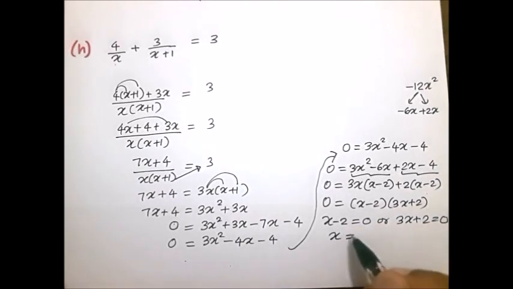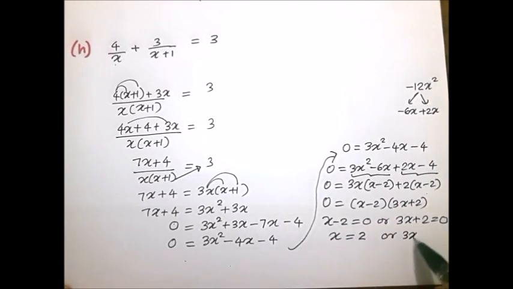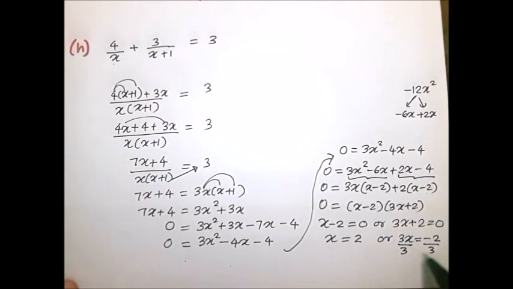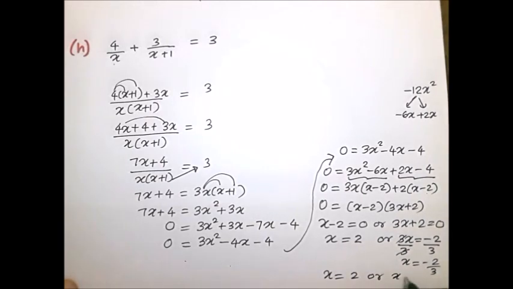Now subject x, take minus 2 to the right hand side. Here subject x, take plus 2 to the right hand side, it is minus 2. To remove this 3, divide both sides by 3. It is x equal minus 2 over 3. So here answer is x equals minus 2 over 3. This is the answer for part H.